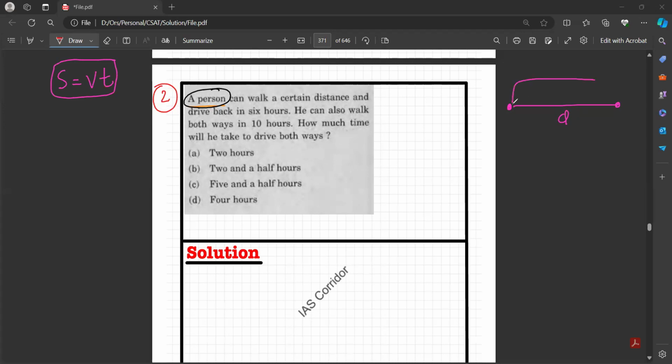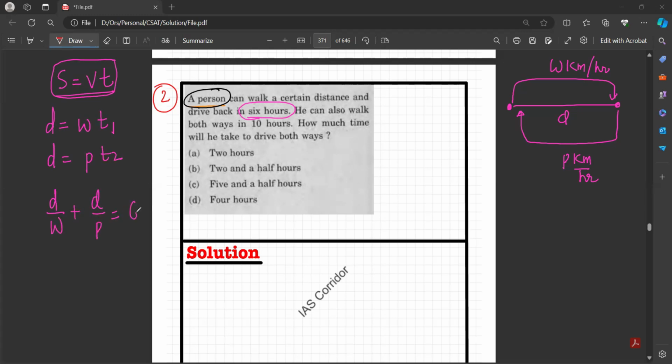A person will walk a certain distance, that means suppose uses W kilometer per hour, and will drive back again at suppose P kilometer per hour. Got it? Now here he can also walk in 6 hours. So that means the total time taken will be 6 hours. If we use the formula S is equal to Vt, D becomes Wt1, the first one, and in the next lap D becomes Pt2. Now the time is what? D by W plus D by P is equal to 6 hours.